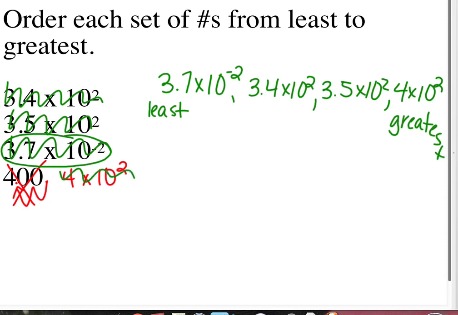Okay? So the first way you order them is by looking at the exponents on the 10. And since one of them was negative, it was the least. Then they all had the same exponent. They all had 2's on the 10. So then we just had to look at the decimals. 3.4 is smaller, then 3.5, and then 4 would be the largest. So again, when you're asked to put them in order from least to greatest, you really have to be comparing apples and apples, right? Everybody needs to be written in the same format.